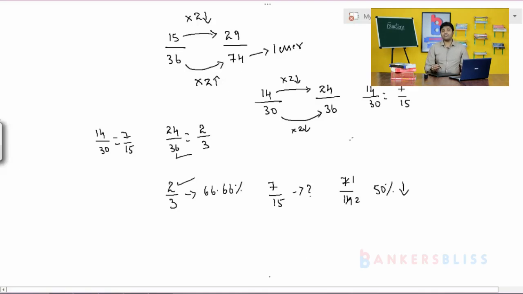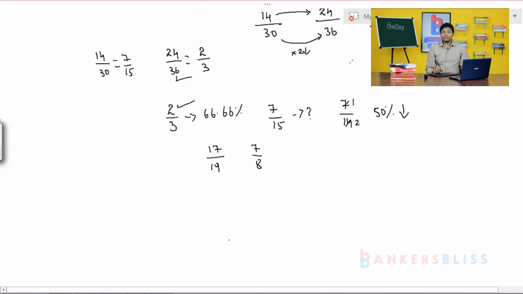Sometimes it will be difficult to calculate the percentage also. Then what do we have to do? For example, you may get fractions like 17/19, next 7/8. So, two fractions you have. Among these two, which is the highest one you have to calculate? Very simple, guys, there is one more method: the cross multiplication method.